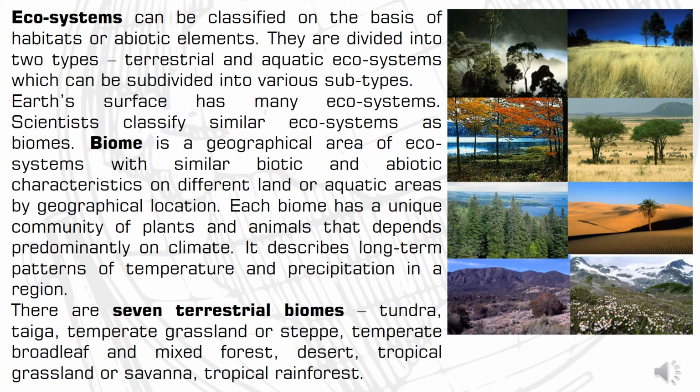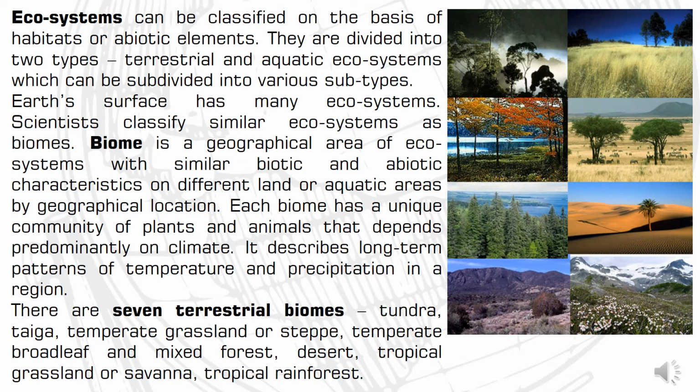Ecosystems can be classified on the basis of habitats or abiotic elements. They are divided into 2 types, terrestrial and aquatic ecosystems, which can be subdivided into various subtypes. Earth's surface has many ecosystems. Scientists classify similar ecosystems as biomes.